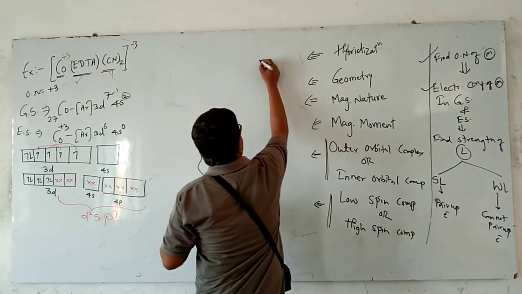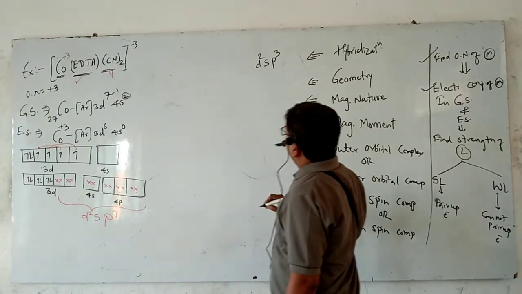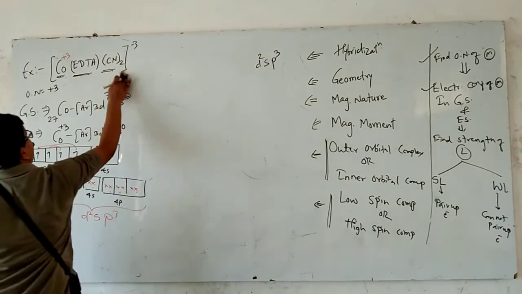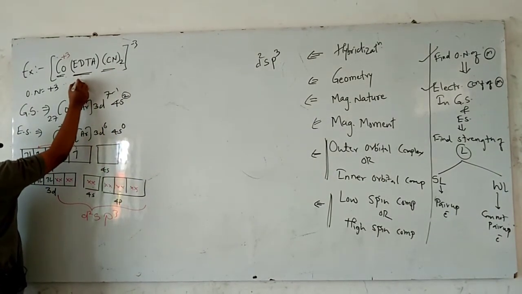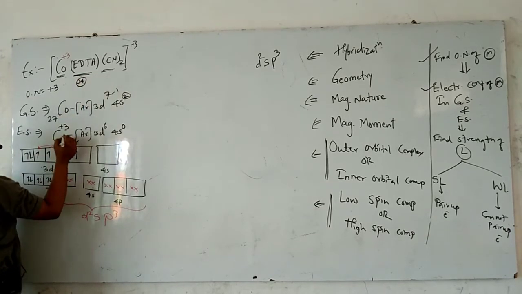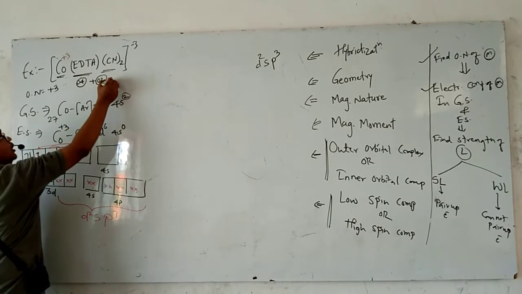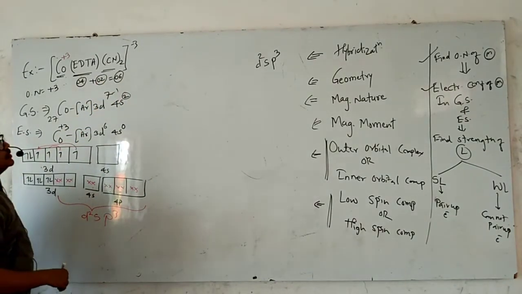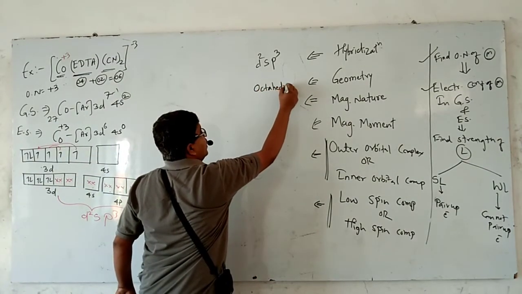Hybridization is d2sp3. Now the geometry. In the complex, 2 types of ligands are there. EDTA forms 4 bonds, and this 2 CN will form 2 bonds. So the total number of bonds is 6. As the total number of bonds is 6, it means the geometry will be octahedral.